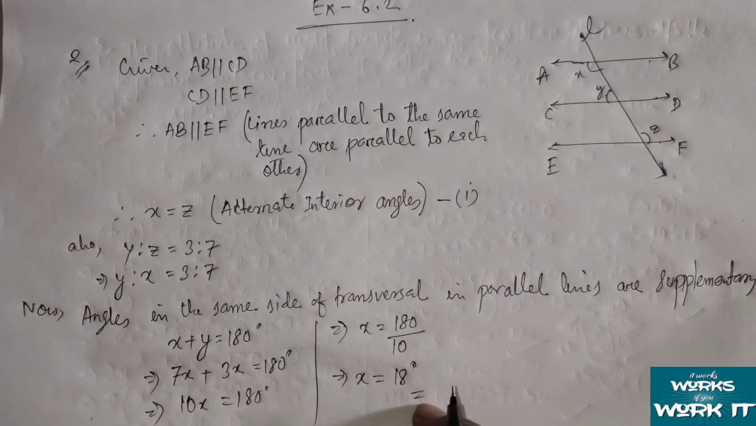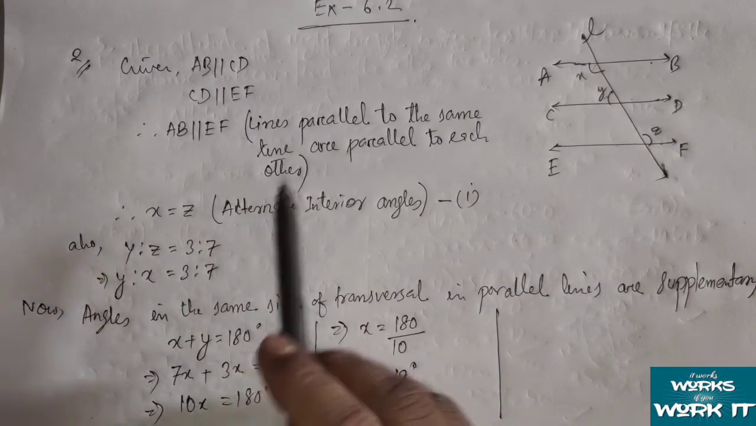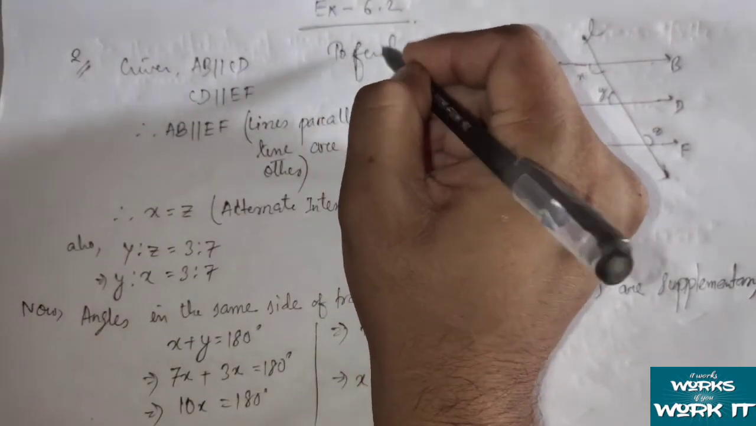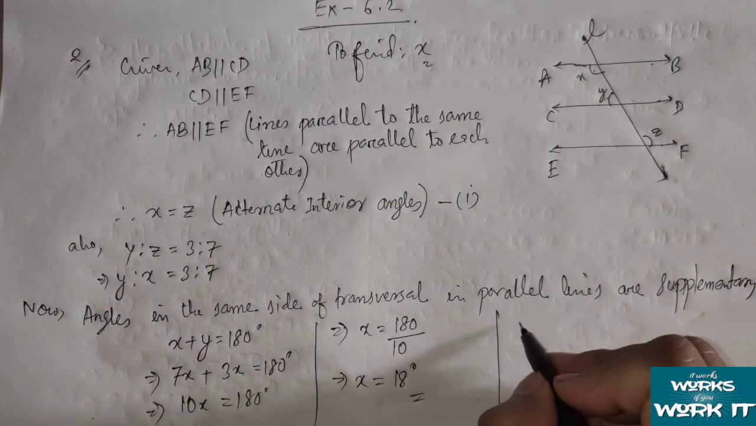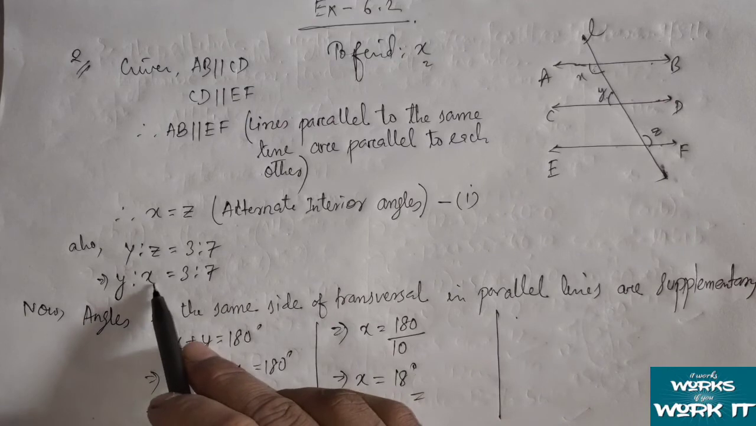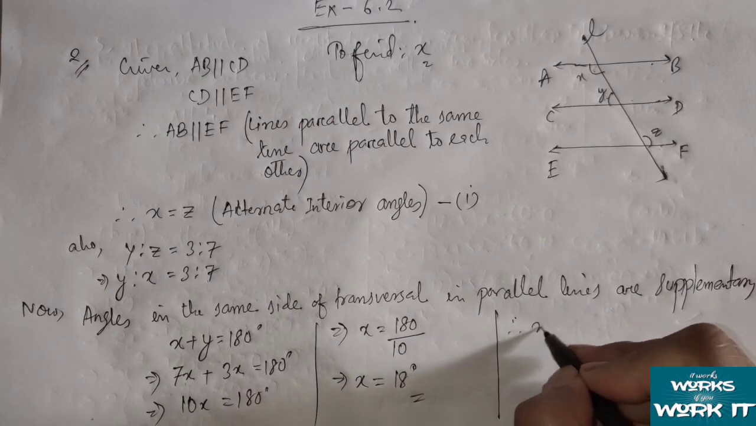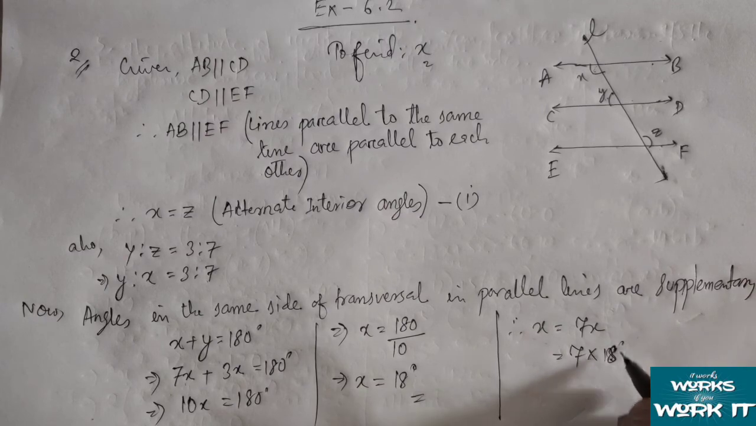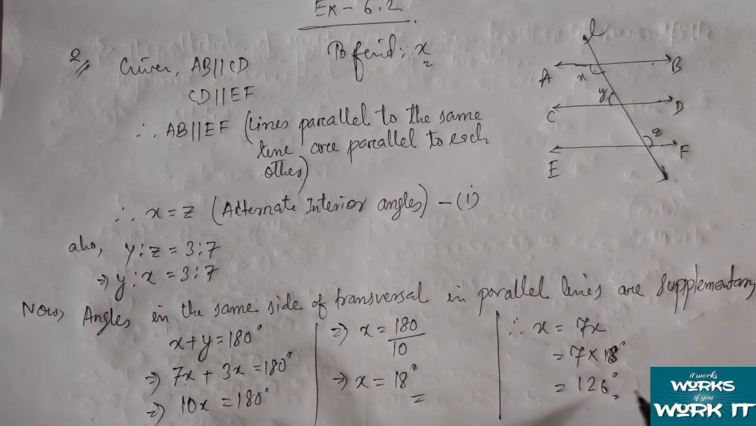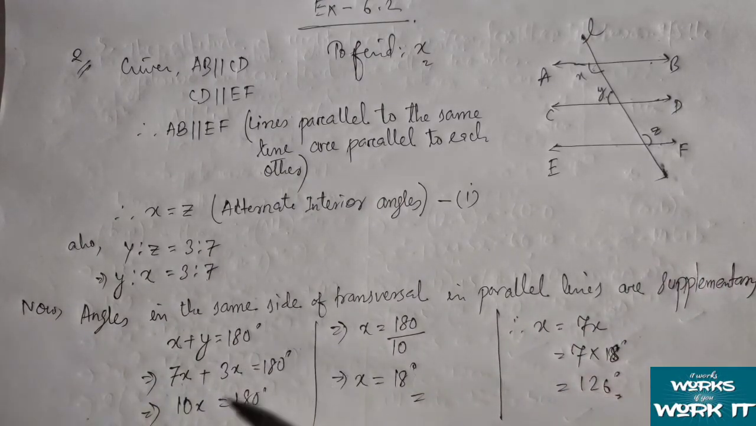Okay, so now we need to find out angle X, this one. So X we have already got 18 degrees. What was X? It was 7X we have taken. So therefore X is equal to 7X. So 7 into 18, it will give us how much? 126 degrees. Okay, so here one different thing happens. The same thing is coming here. X is also here and X is also here.